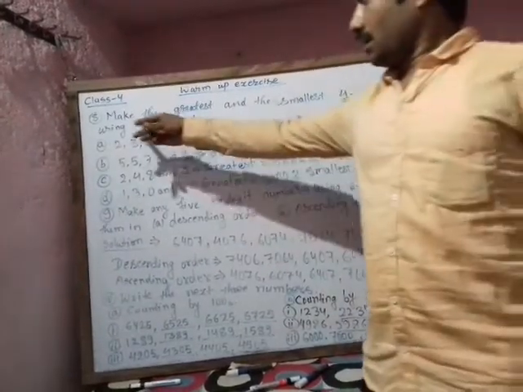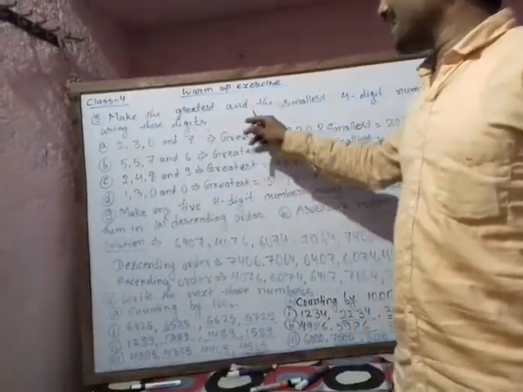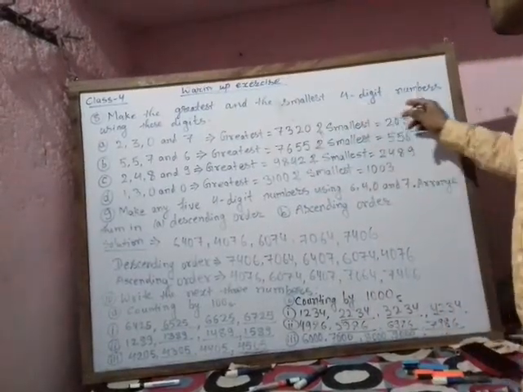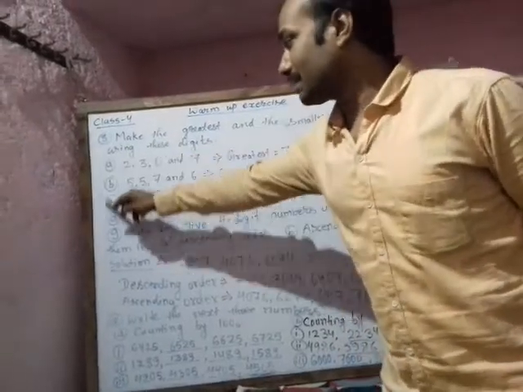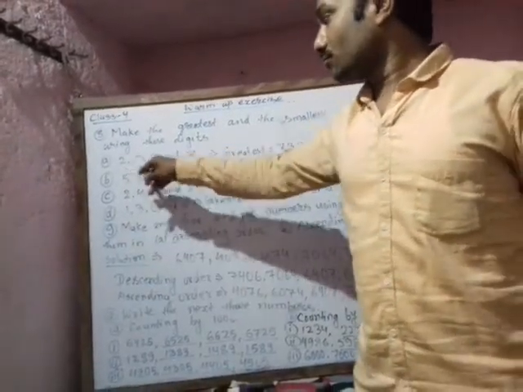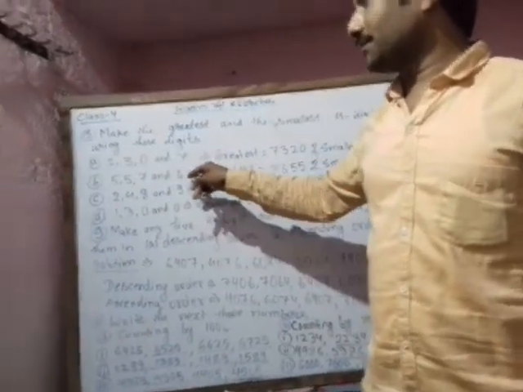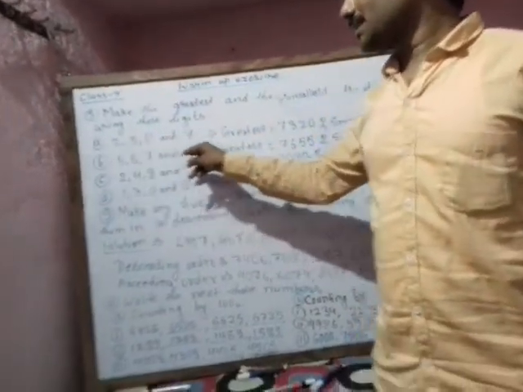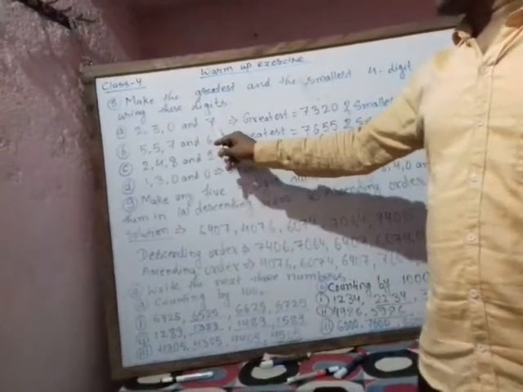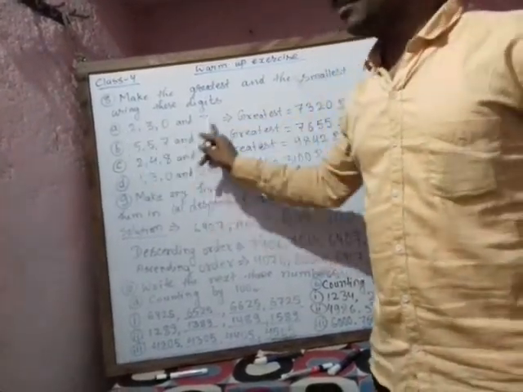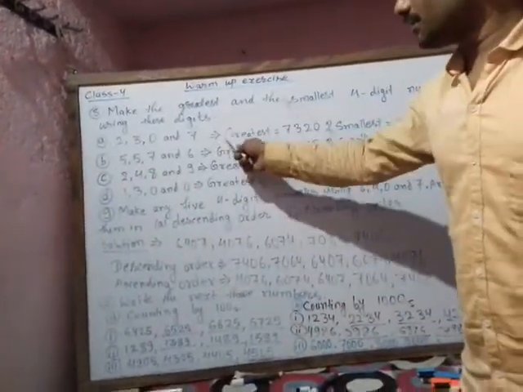Let's see. Make the greatest and the smallest 4-digit numbers using these digits. The question is: 2, 3, 0 and 7. That means we have to make the greatest number from the digits 2, 3, 0 and 7, and the smallest number with the same digits. As you can see, I have solved these from here.